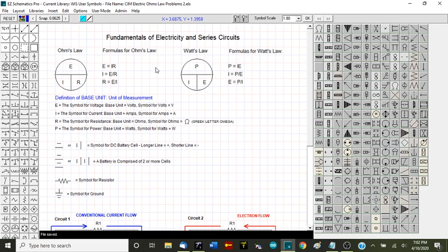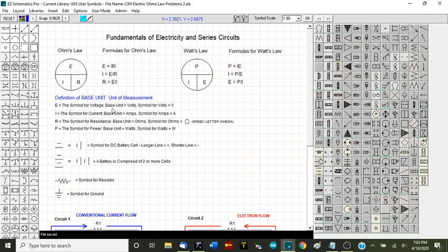Let's start with the Ohm's law pie chart. That's the one on the left here. And Ohm's law states that E equals IR. And let me go over what we're talking about when we're talking about E, I, and R. E is the symbol for voltage, okay?